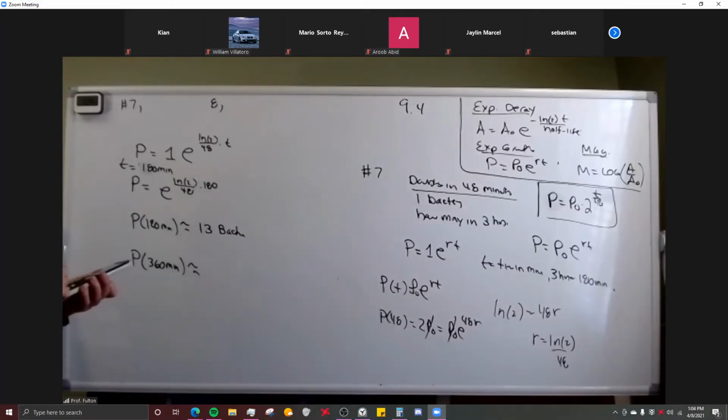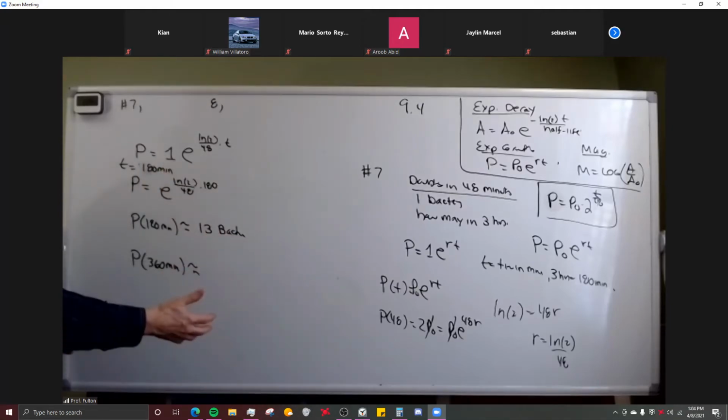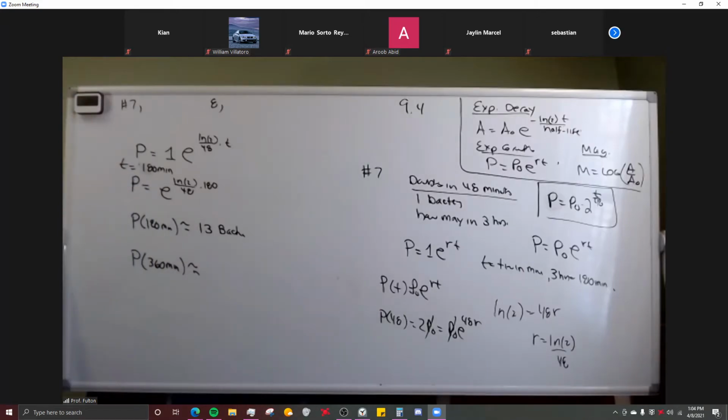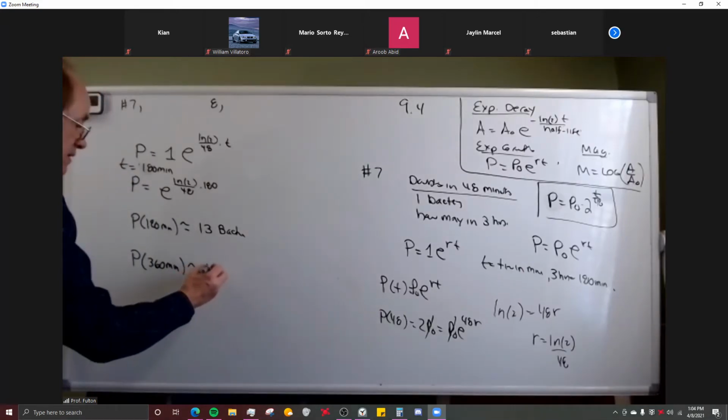So I have my e to the natural log of 2 times 360 divided by 48. Now that goes up to 181. So it jumps from there up to about 181 bacteria.